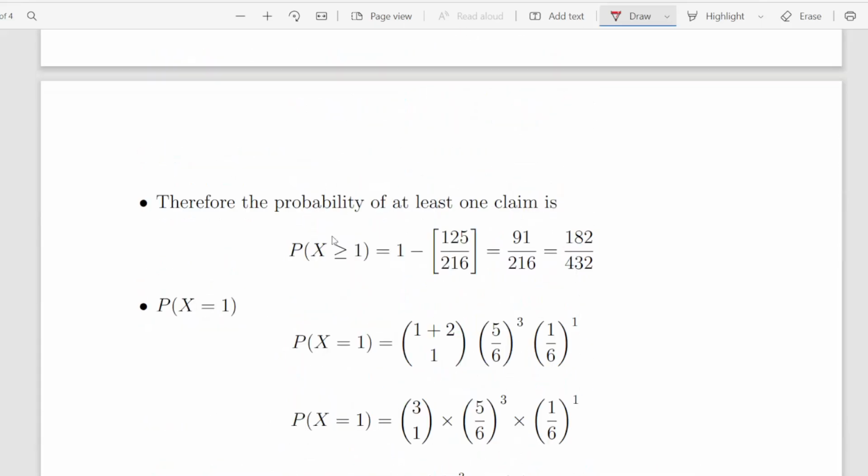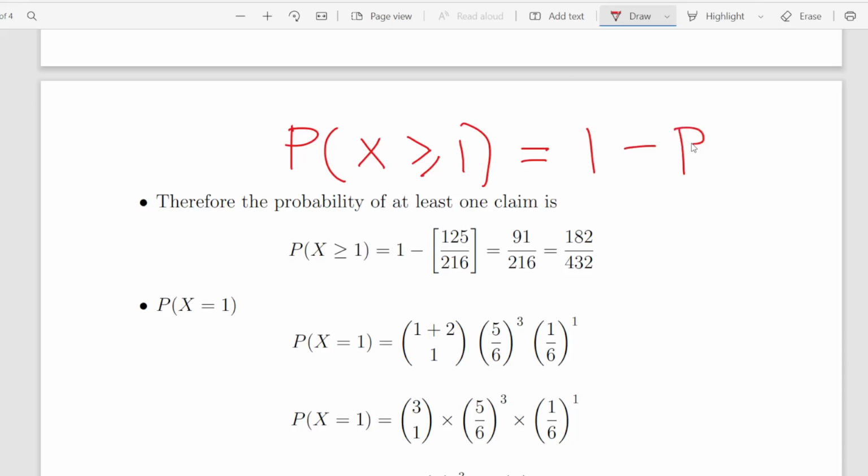Therefore the probability of at least one claim, the probability of x greater than or equal to 1, is essentially the complement of no claims. So that's how we get there. Probability of x greater than or equal to 1 equals 1 minus the probability of no claims, 125 divided by 216. That works out to be 91 divided by 216. Now, I'm going to rewrite that as 182 divided by 432. Just save that for later. We don't immediately see the necessity of that step, but we will soon enough.